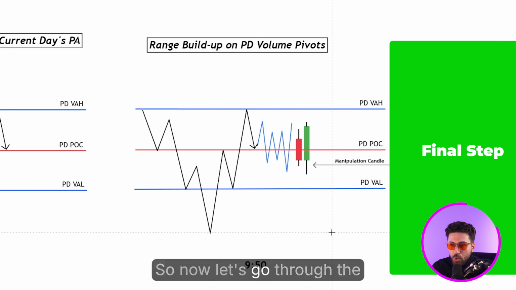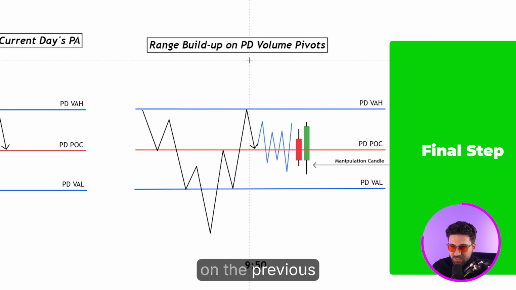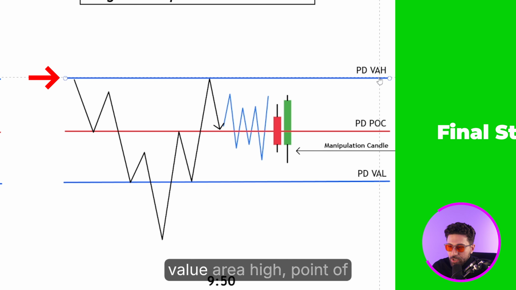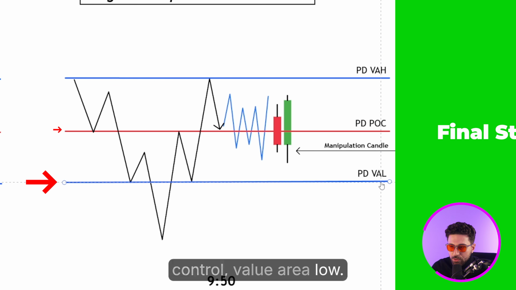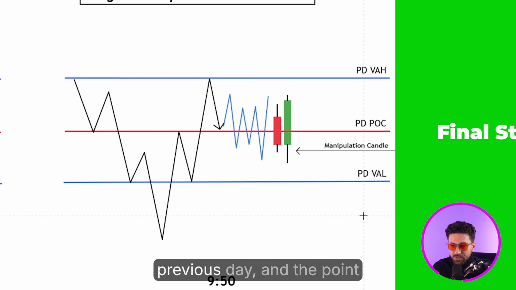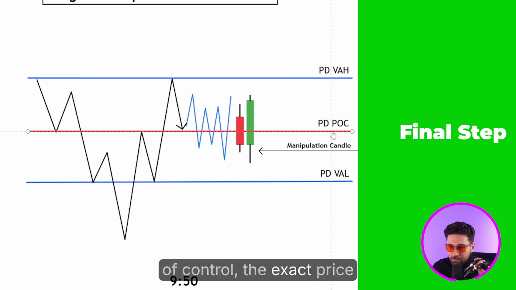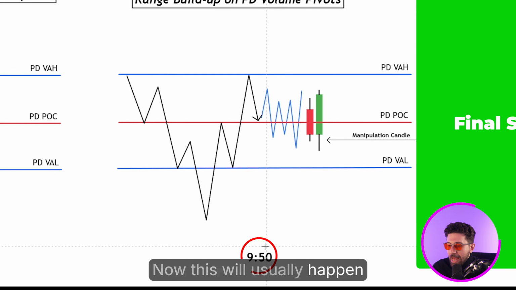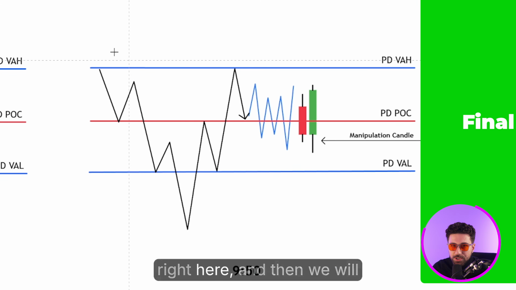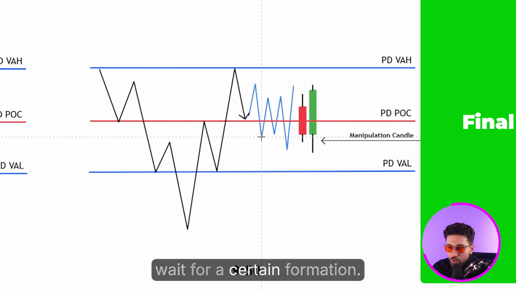So now let's go through the most important step, guys, the range buildup on the previous day's volume pivots. So just a quick revision, the volume pivots, value area high, point of control, value area low. This area represents 70% of volume transacted of the previous day, and the point of control, the exact price point to the tick where the most amount of volume was transacted during that day. Now this will usually happen around 9:50, guys, so we will wait for a range buildup right here, and then we will wait for a certain formation.